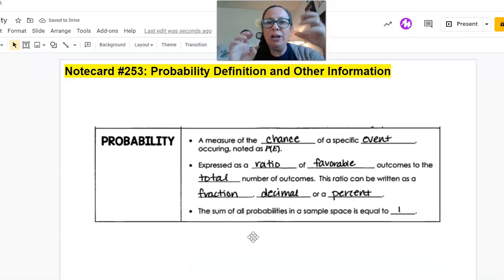Lastly, I want you to know that for any event probability that I'm talking about, the sum of all the probabilities in this sample space would be equal to 1. And you will see that as we do some examples. So go ahead and pause me and finish up note card 253.